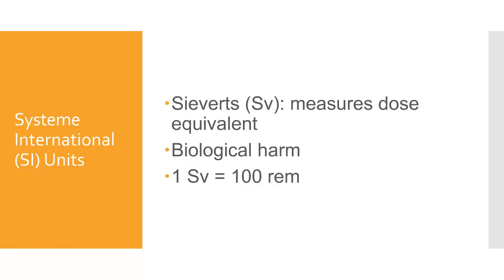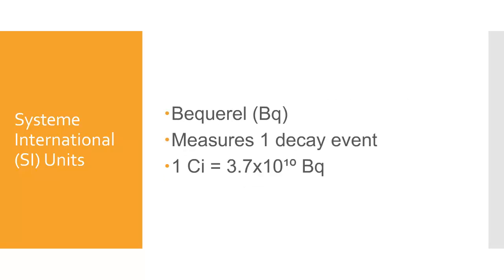Dose equivalent was measured in rems in the conventional unit system, but in SI units it is measured in sieverts, abbreviated capital S lowercase v. As with rem, the sievert gives information about potential biological harm. 1 sievert equals 100 rem. Becquerel is the quantity of radioactive material, not the radiation being emitted. It is the measurement of 1 decay event. 1 curie is equal to 37 billion becquerel.